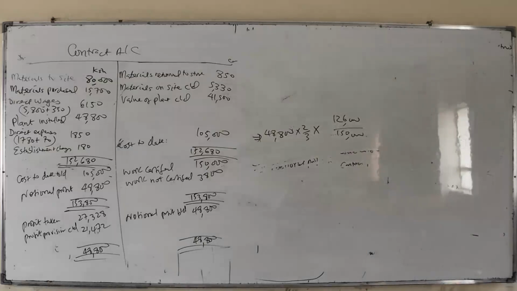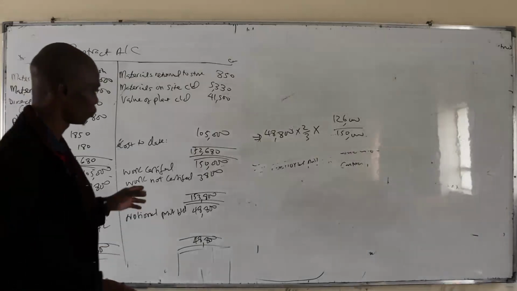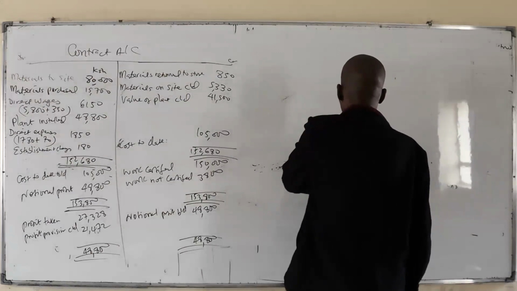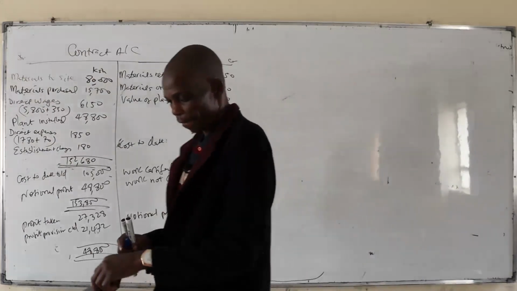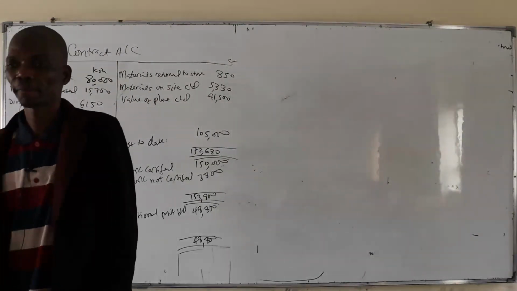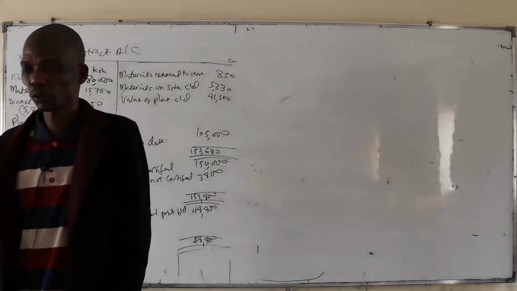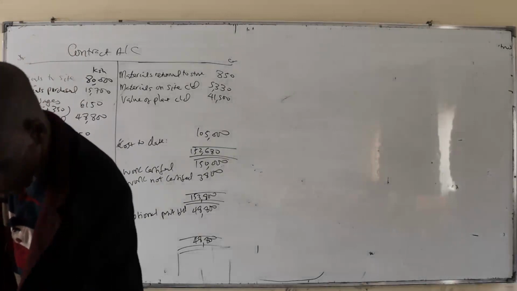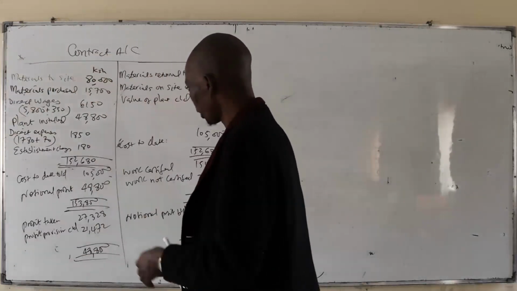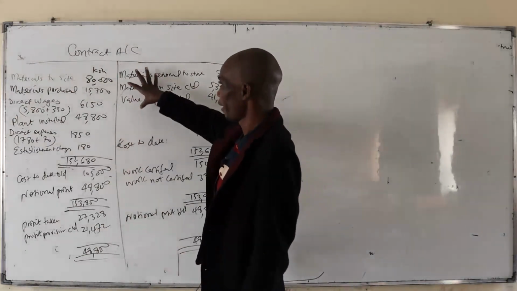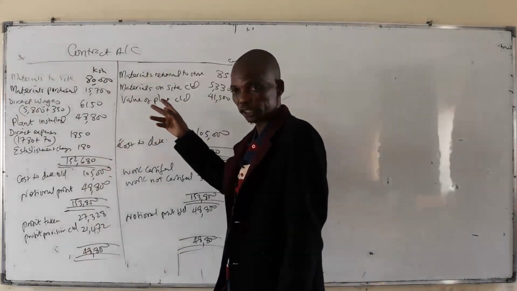Okay, now basically we have seen how to prepare the contract account, and you can also be asked to prepare the contractee account. The contractee is basically the client who has actually engaged us to undertake the construction for him. There are only two possible ways in which a question may come from this area, either the contract account or the contractee account.